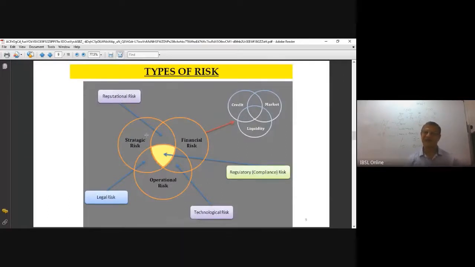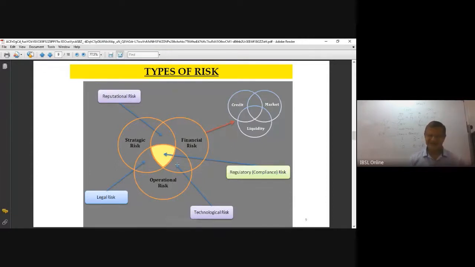Now we are going to go for the subject proper. In a financial institution, the types of risk we undertake. This is a very important slide. There are 3 circles going on top of each other, and in between you have a hub. I call these 3 circles the major risks in banking. I go from my right, which is, you can see, financial risk.